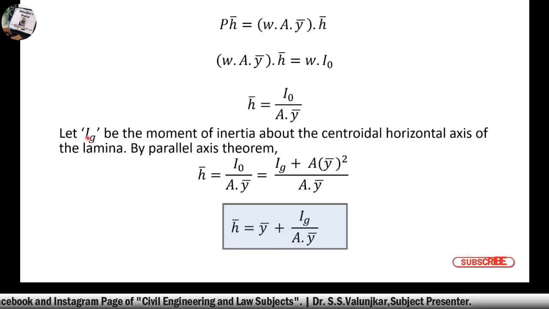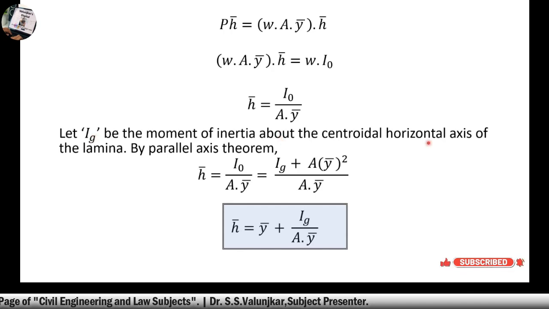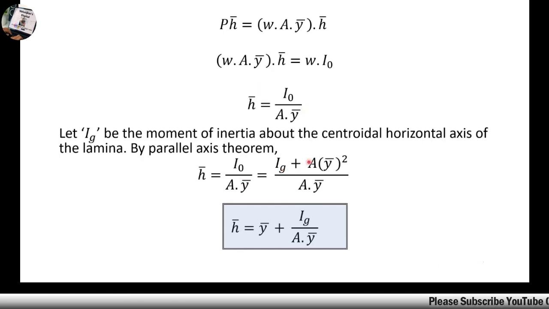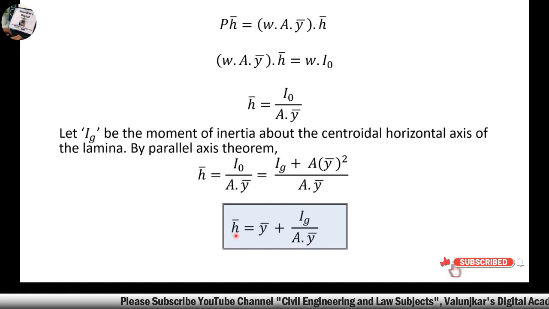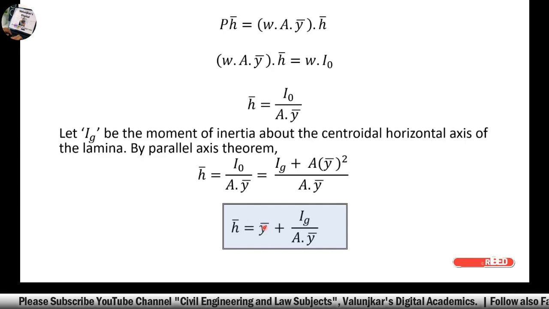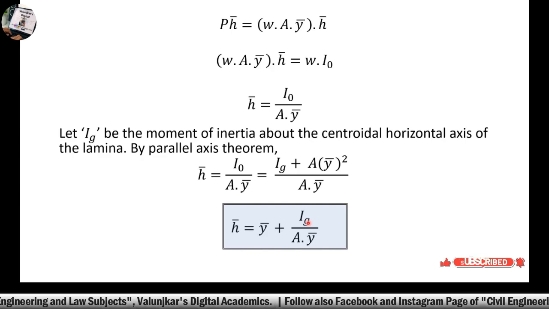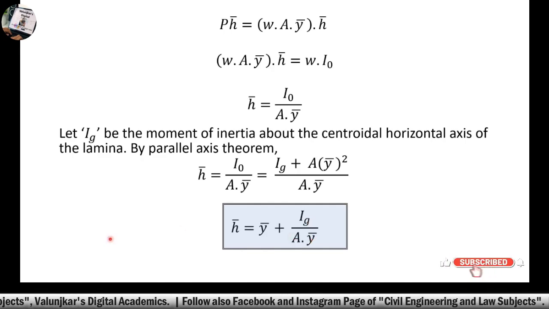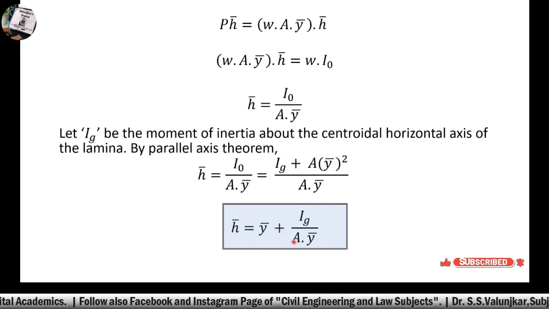Now let us consider IG. IG is the moment of inertia about the centroidal horizontal axis of the lamina. And we know the parallel axis theorem, which we have already studied in junior college, 11th or 12th, and in first year also in mechanics. So H bar is equal to I0 upon A Y bar, from which I0 is equal to IG plus A Y bar square, by the parallel axis theorem. Therefore H bar is equal to Y bar plus IG upon A Y bar. So the depth of center of pressure is equal to the depth of the centroid of the lamina from the free water surface plus the moment of inertia about the centroid upon total area into Y bar.